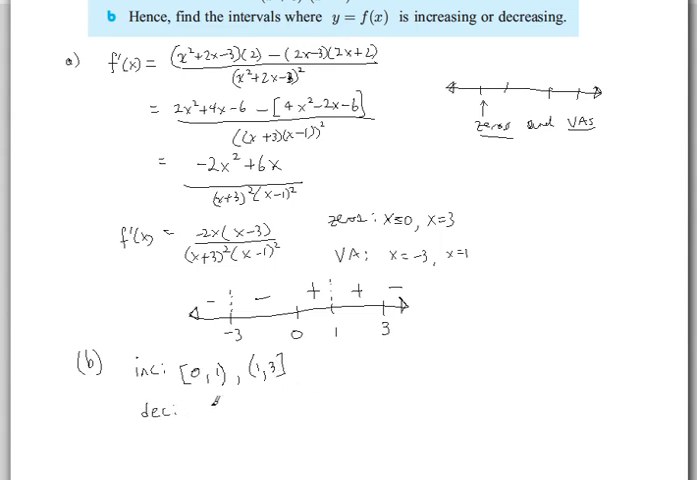My intervals of decrease would be from minus infinity to negative 3, okay, open. From minus 3 to 0, closed, because that's possible, okay? And then also this interval right over here, we would say from 3, and that would be including, because that's a 0, to infinity, open. Okay? So those 3 intervals would be my intervals of decrease, and these 2 intervals would be my intervals of increase. All right?